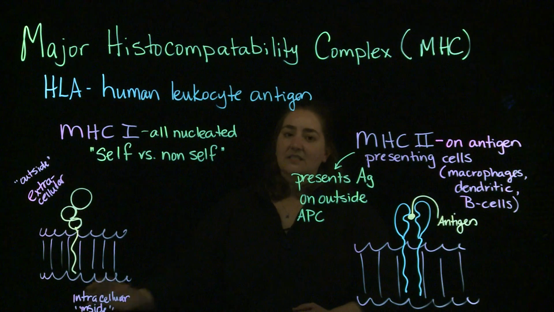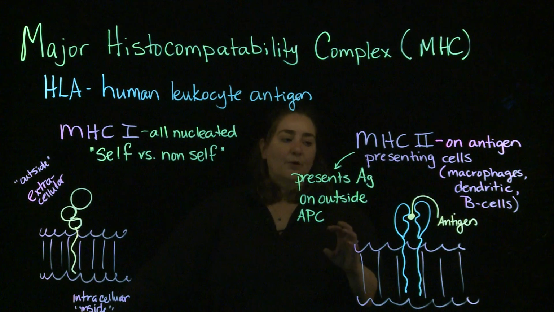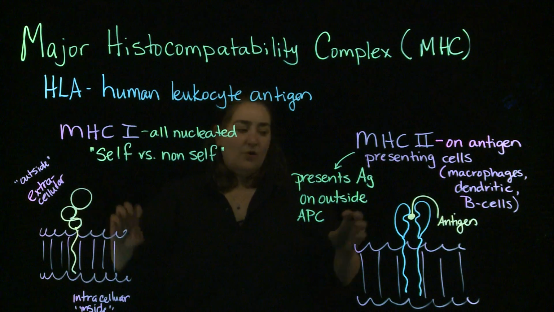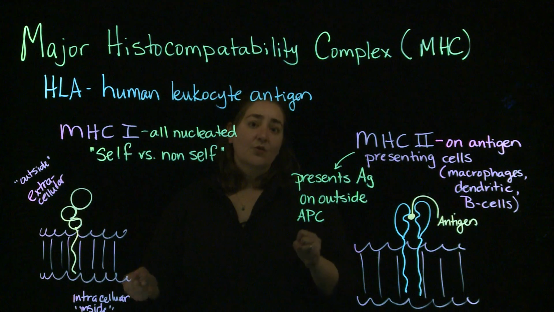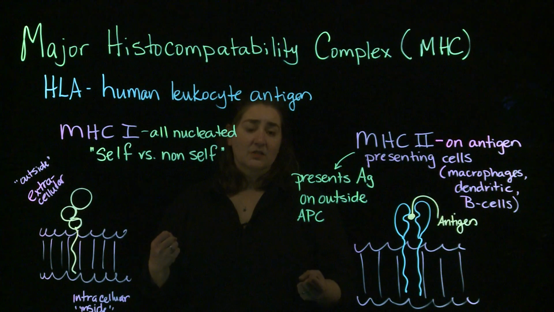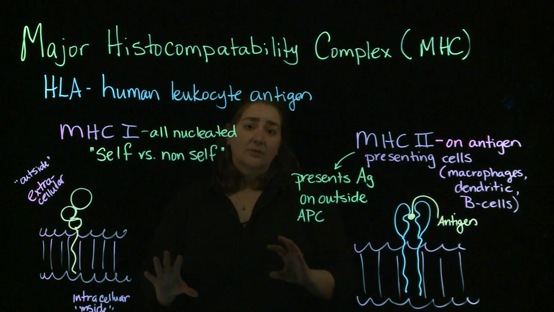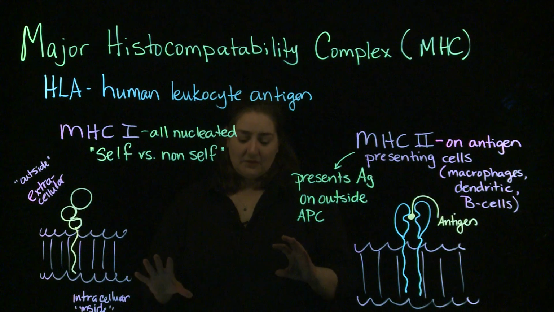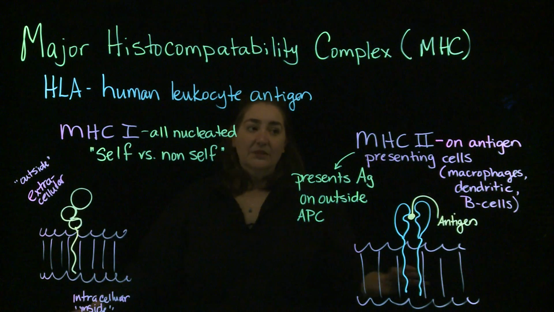So T cells are going to use both MHC1 and MHC2 as a way to become activated and target specifically within the immune system. And we're going to talk a little bit more about that in the next videos. If you have any questions, please let me know.